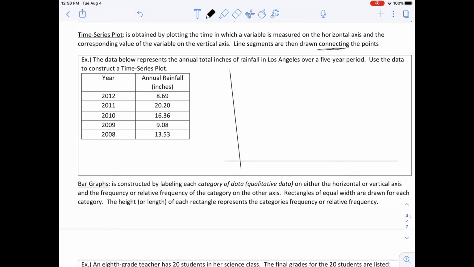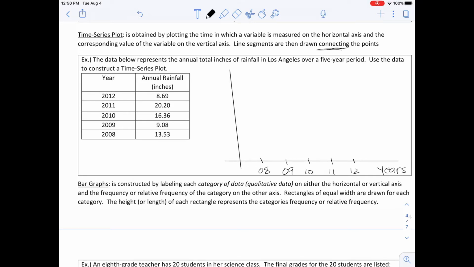And then our time is in years, but I want you guys to realize that the first year that we have is 2008. So I'm going to go ahead and put 08 here. And then the next one we have is 2009, 2010, 2011, and our last year is 2012. And again, this is years for our time.